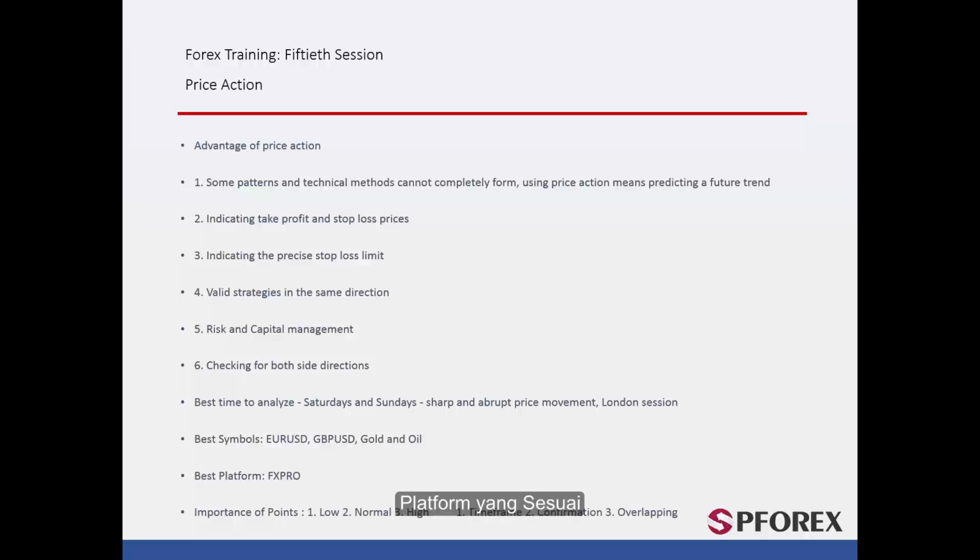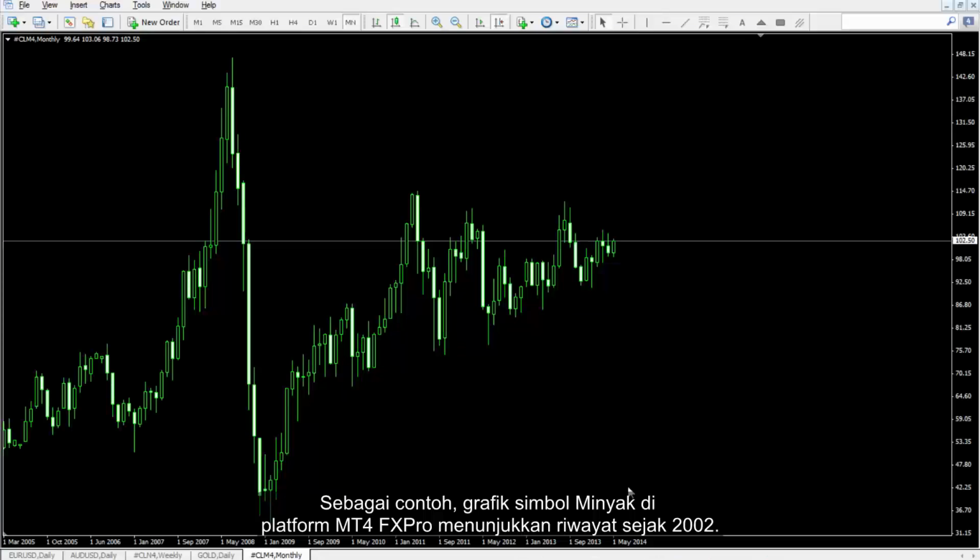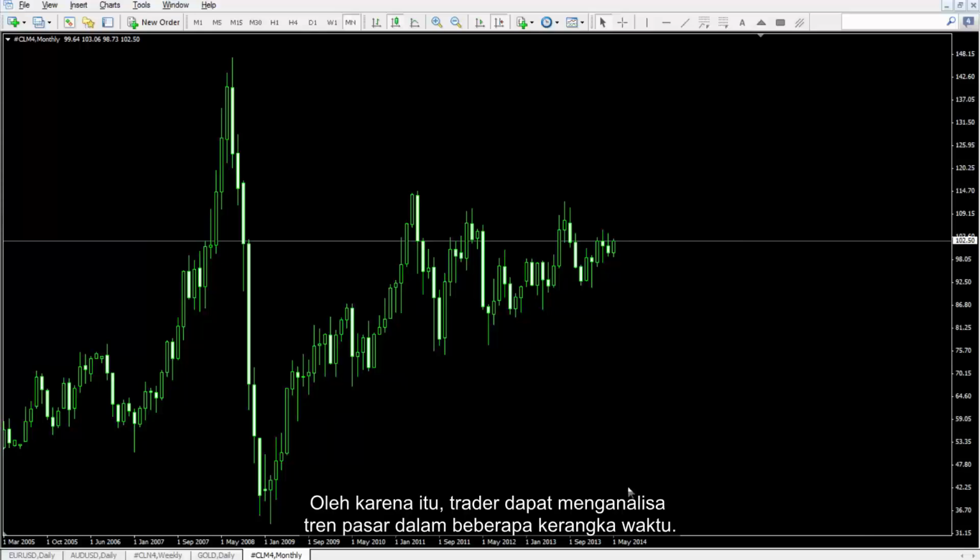Suitable platform. FX Pro provides the most convenient platform, which has a fine platform with little price noise and long available history of each symbol. Thus, traders have access to the history of a certain symbol, which is necessary when analyzing on the basis of price action. For instance, the chart of oil symbol on FX Pro MetaTrader 4 platform shows history from 2002. Thus, a trader can analyze market trend in different time frames.